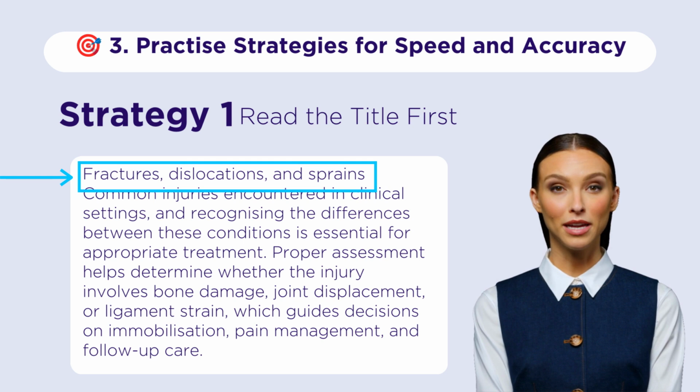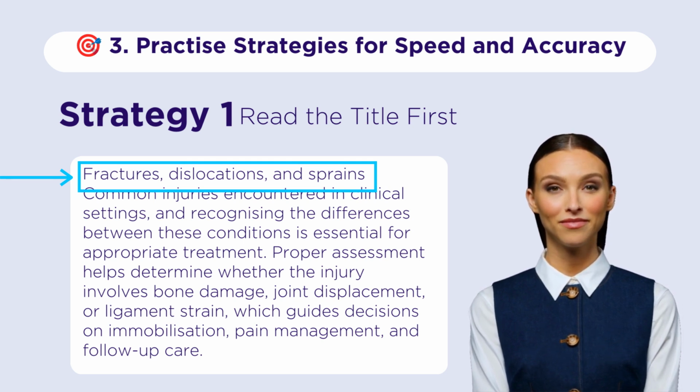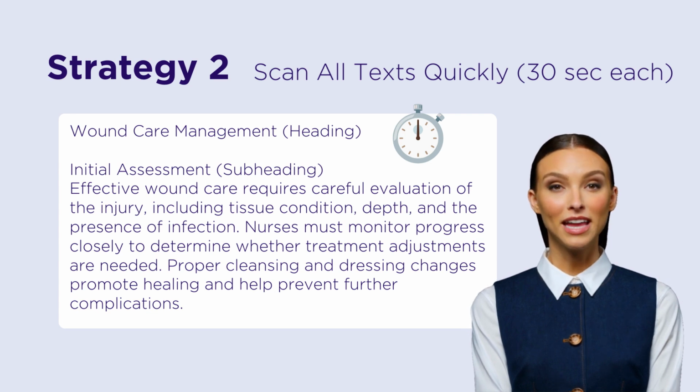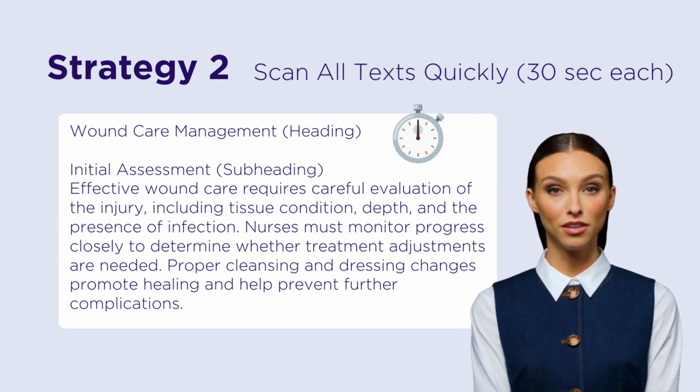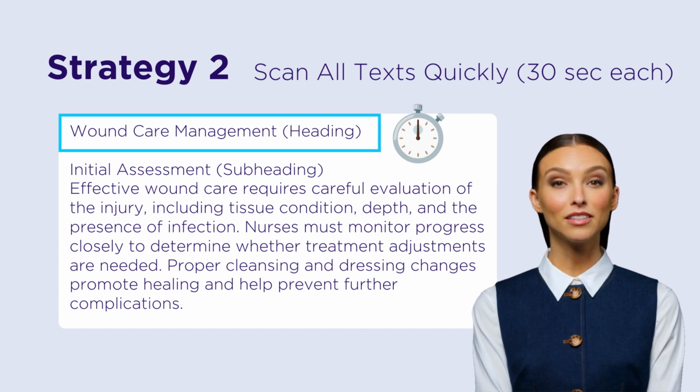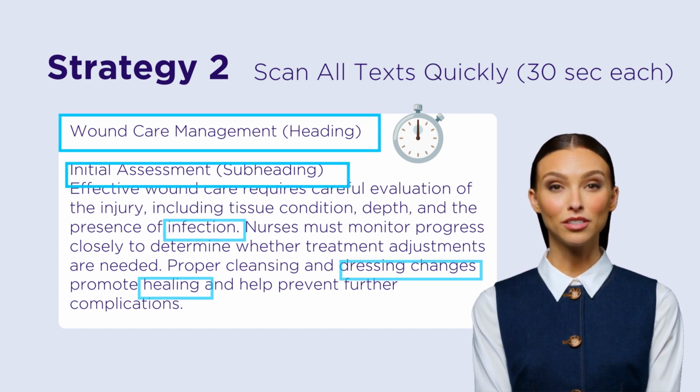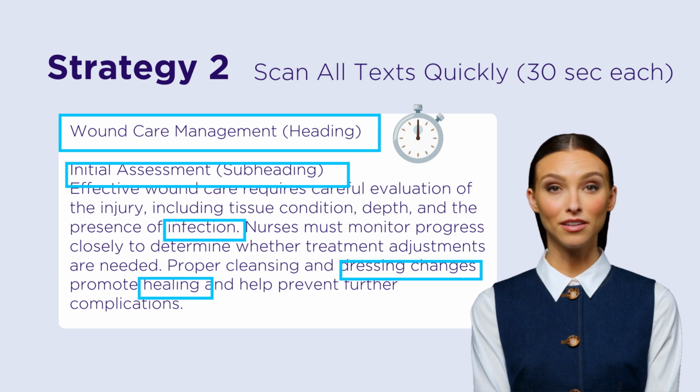Before you start, look at the main title above the texts. It tells you the topic and helps you predict what kind of information you'll find. Spend about 30 seconds scanning each text before you answer. Look at headings, subheadings, and keywords to find information faster later.